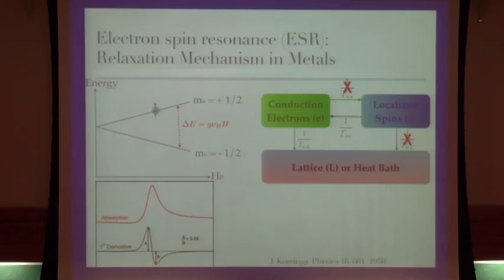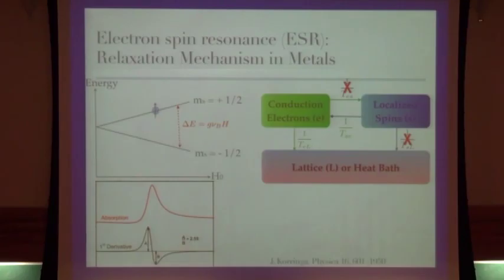And I'll show you why. When you dilute your sample, the relaxation should increase because you're changing the concentration of the localized spin. And we don't see that. So we can disregard the bottleneck effect. Another possibility is to have the energy going straight to the lattice. That involves the spin-orbit coupling of your localized spin directly to the lattice.